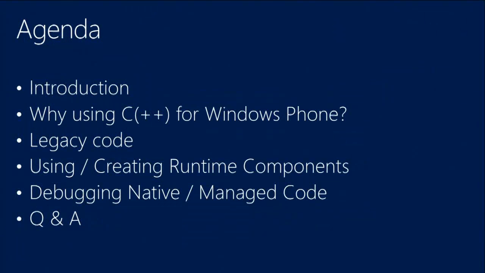So first, we're going to talk a little bit about why you want to use C++ inside a Windows Phone application. There are a couple of reasons, and I want to spend time to cover all those reasons. I'm also going to talk about using and creating runtime components because they are an essential piece of the puzzle in order to make it possible to have native code running inside your Windows Phone application.